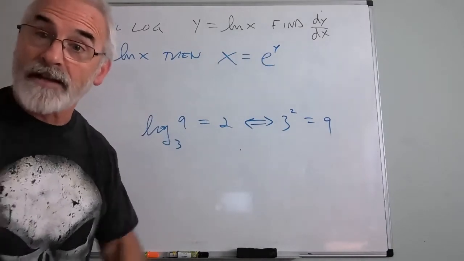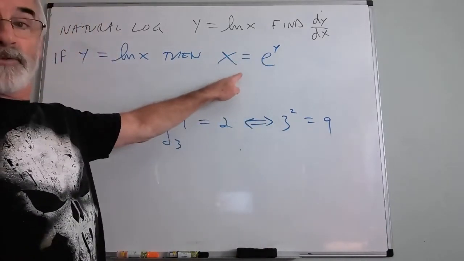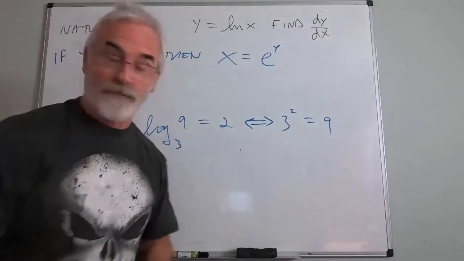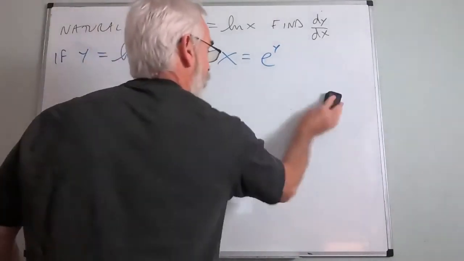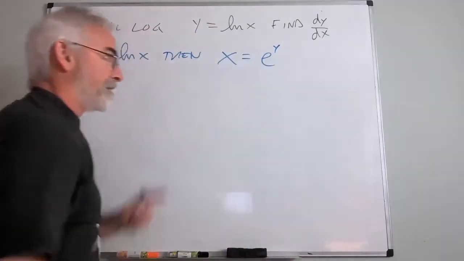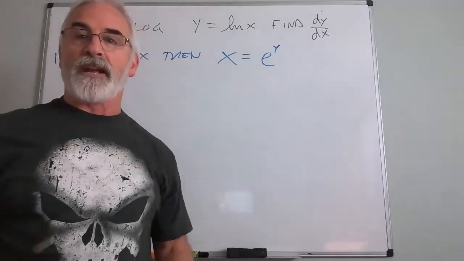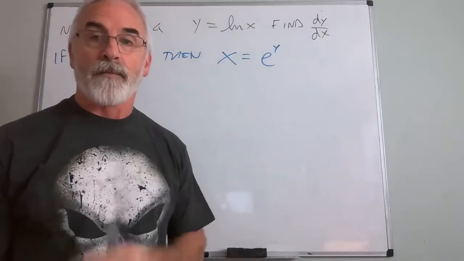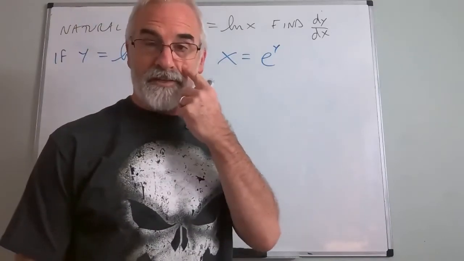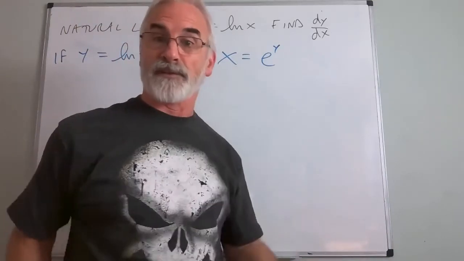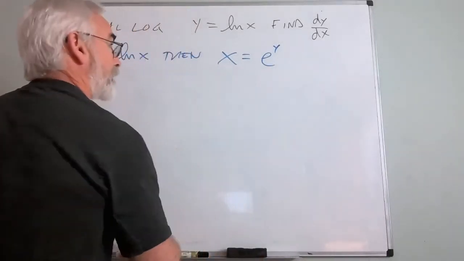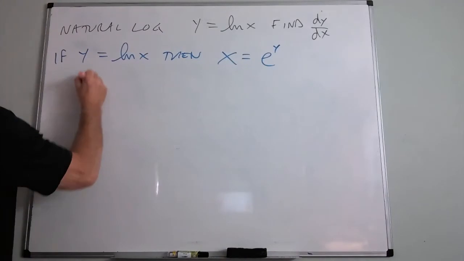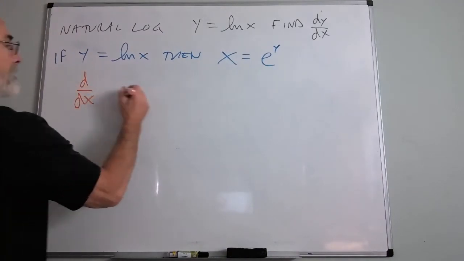I want dy dx, which means I'm going to differentiate this one implicitly. This is why we learn implicit differentiation. Not for the goofy problems we did the other day. If we never use it again, we're going to derive the second most important derivative that exists. And the only way we can do it is implicitly. So I'm going to differentiate both sides of this with respect to x. So I'm going to do d dx.